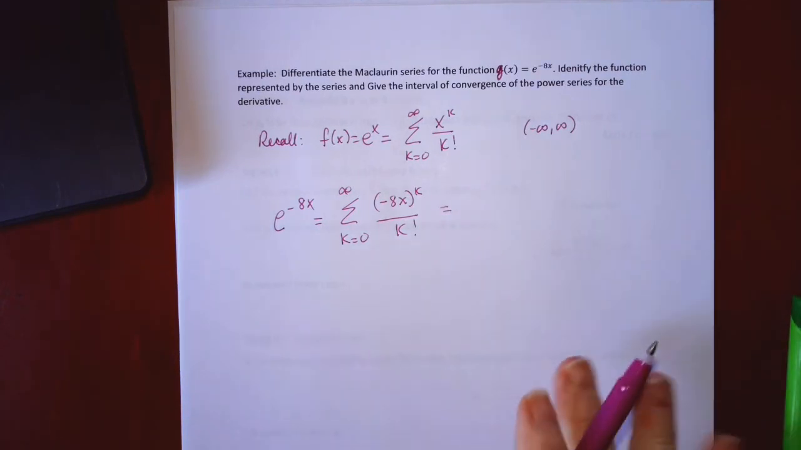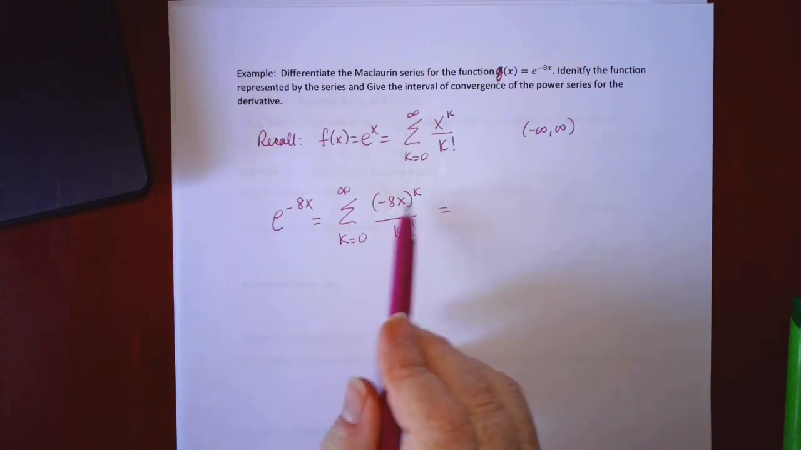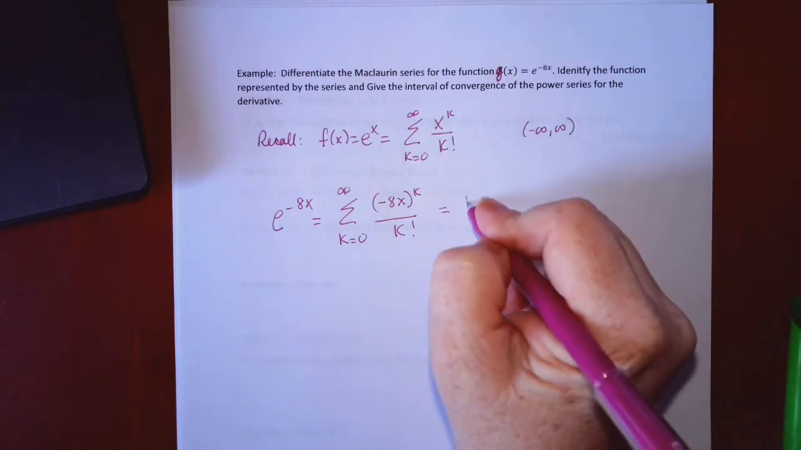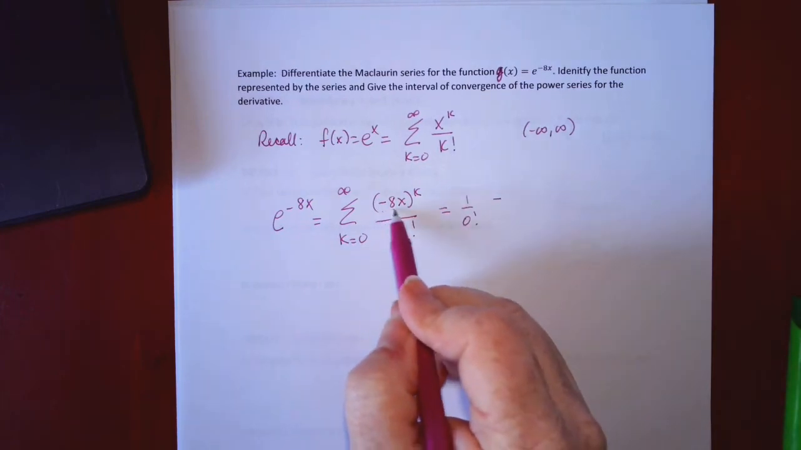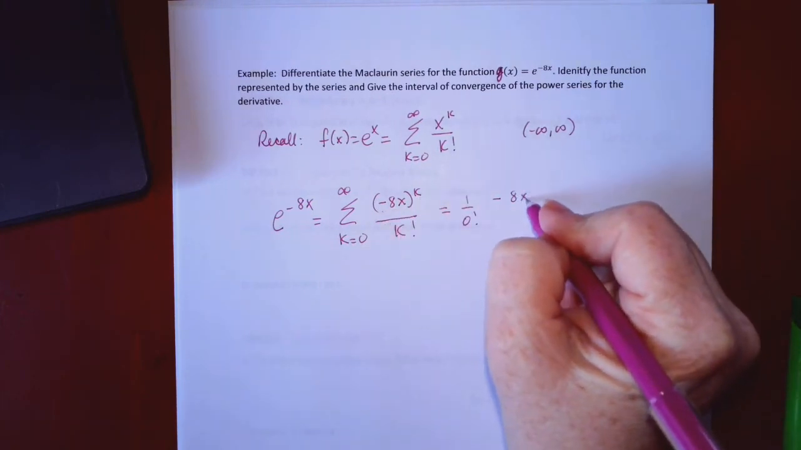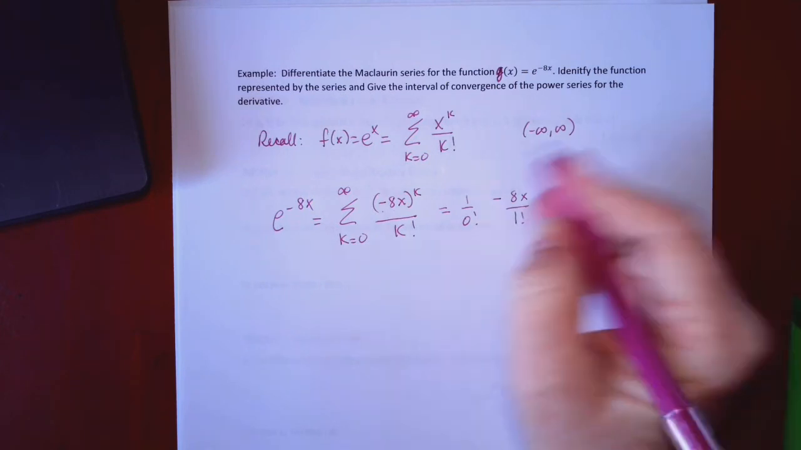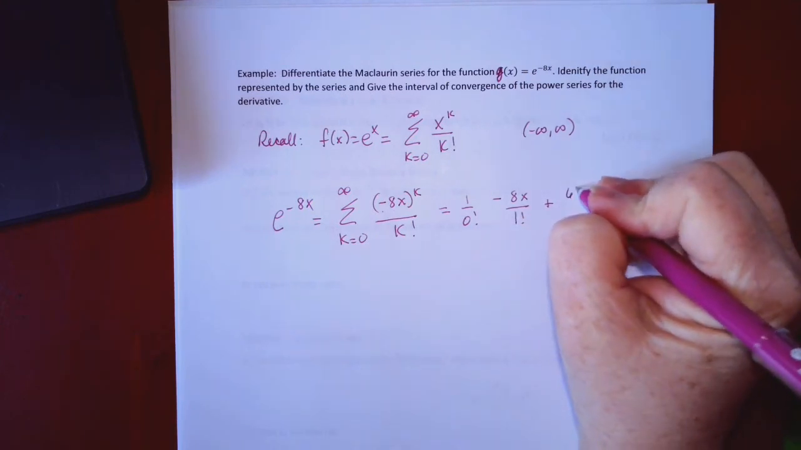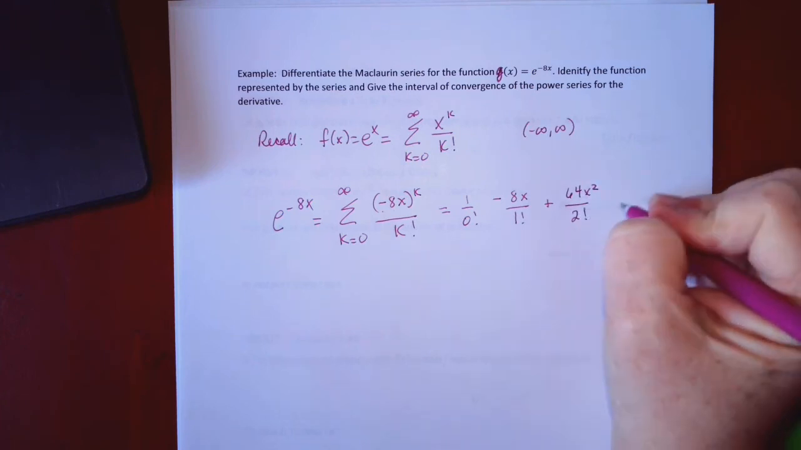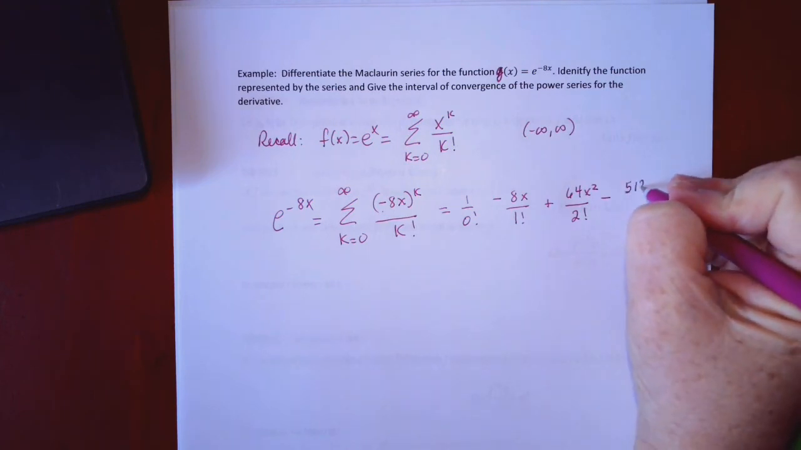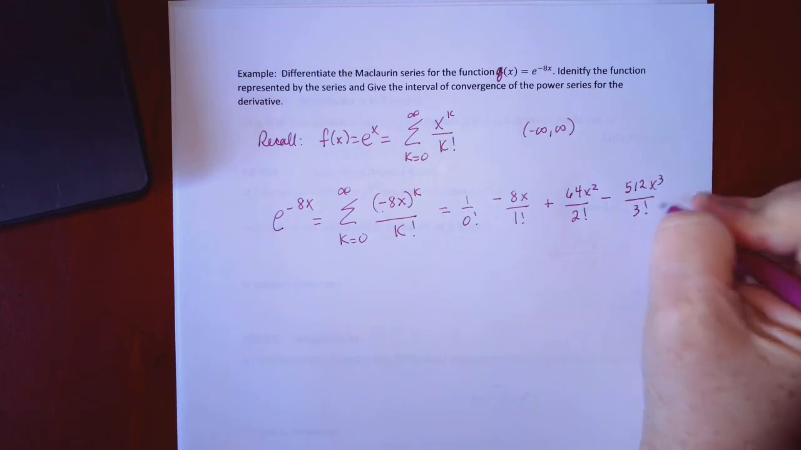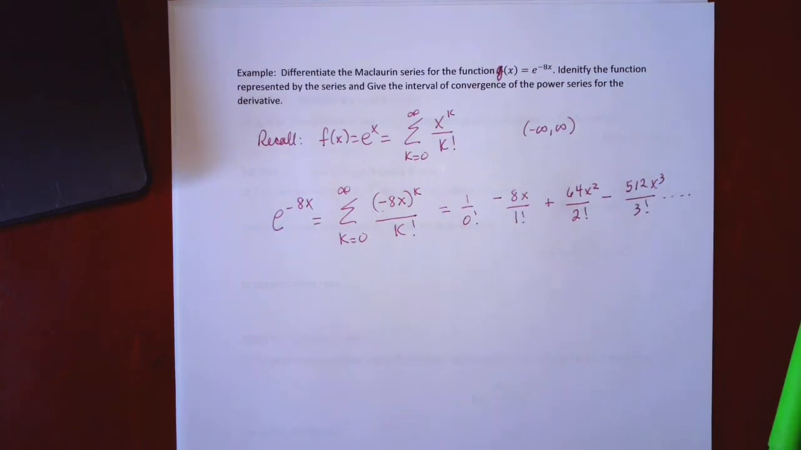So specifically, when k is equal to 0, this would be 1 over 0 factorial. When k is equal to 1, we would have negative 8x to the first, which is minus 8x over 1 factorial. When k is equal to 2, we'll have 64x squared over 2 factorial, minus, what's 8 to the third? 64 times 8, 512x to the third over 3 factorial, and so on and so forth. That's what that series would look like.